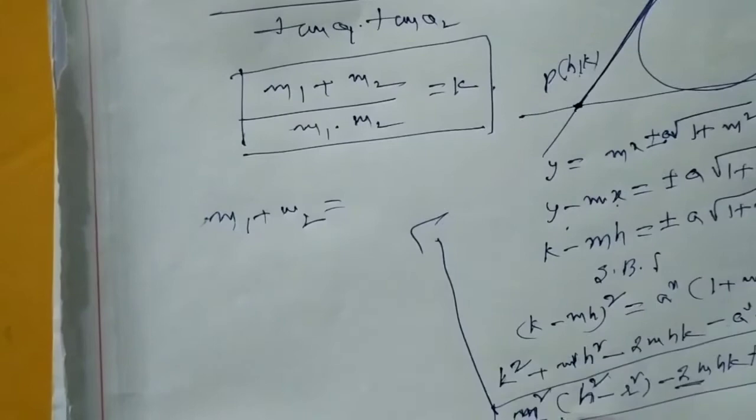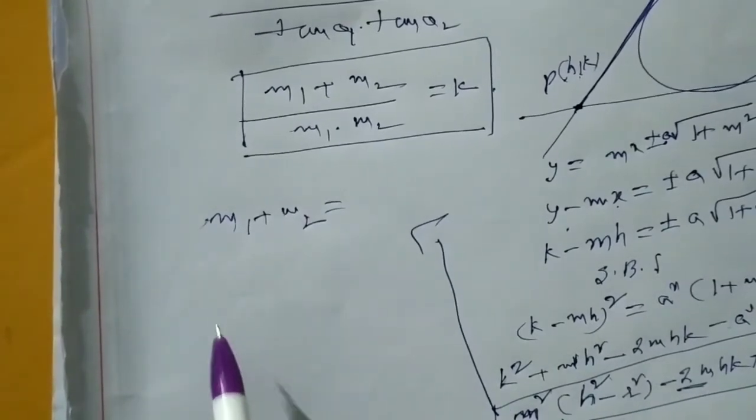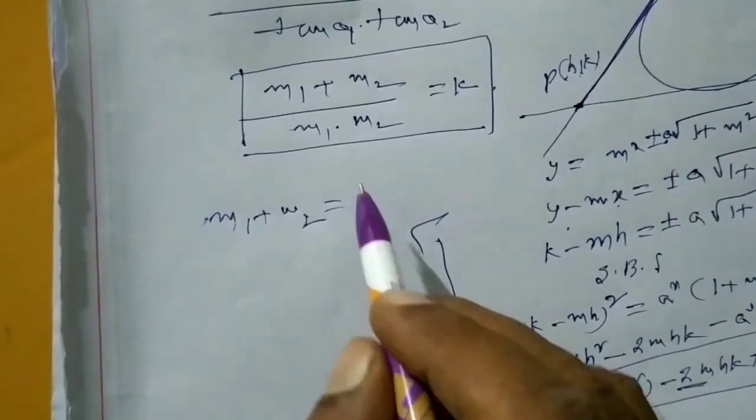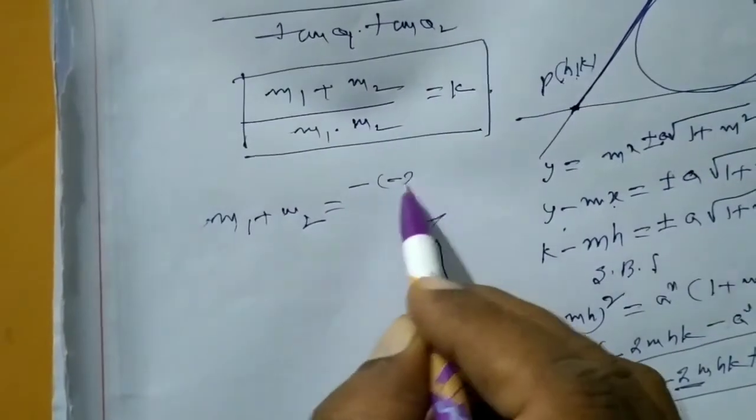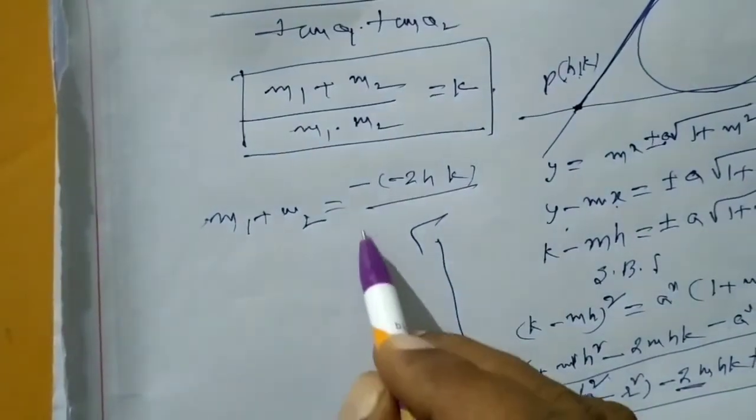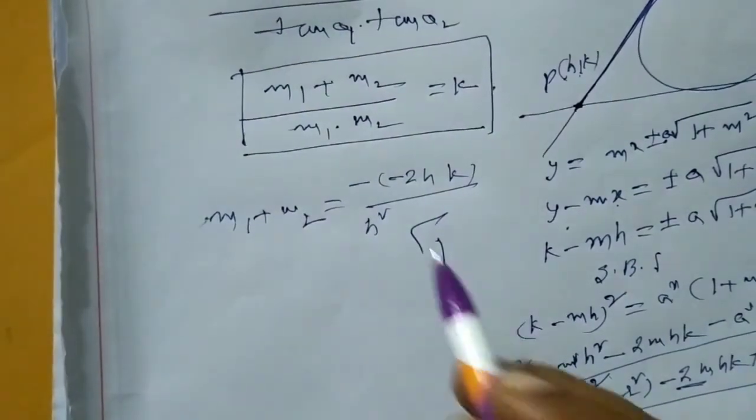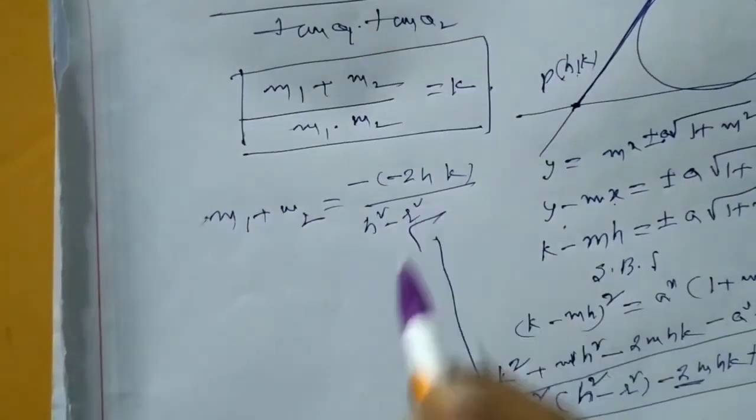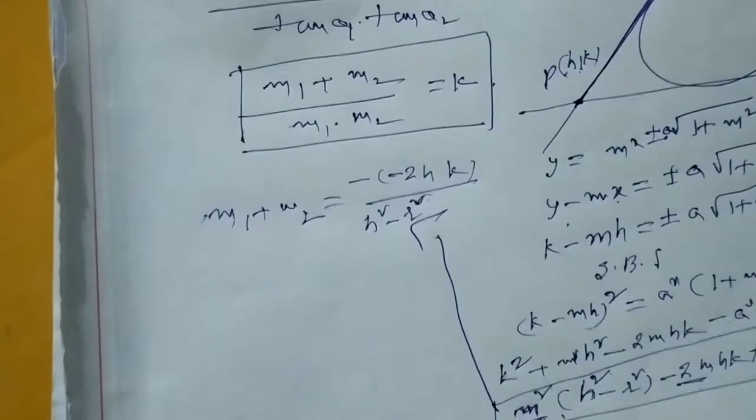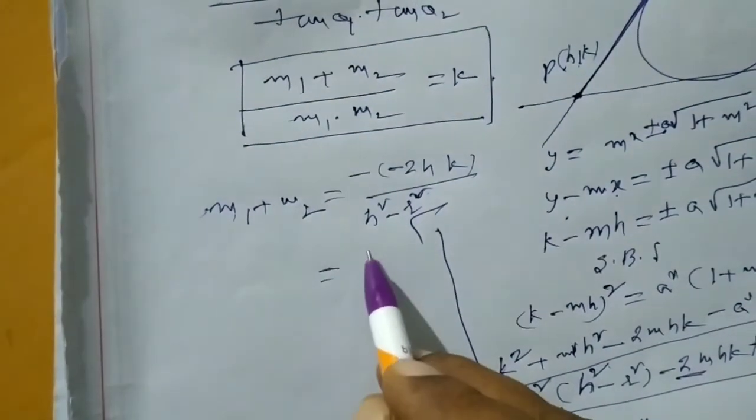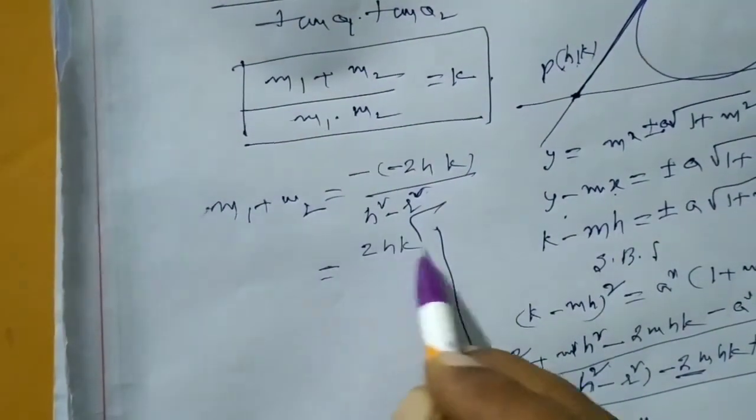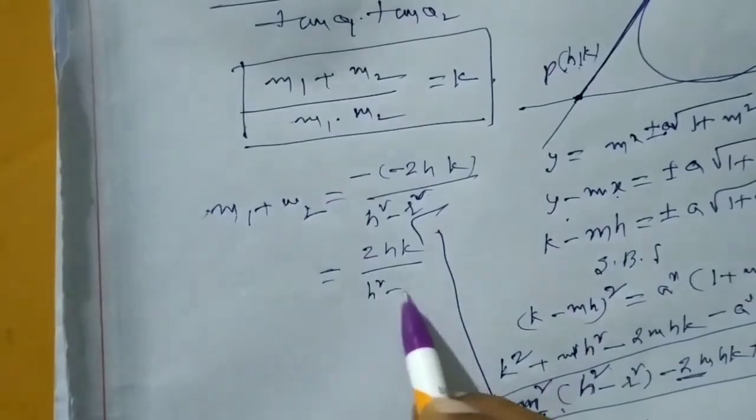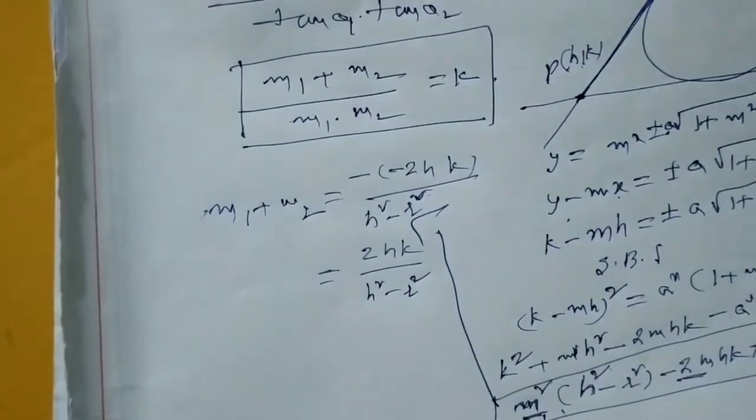Minus b means minus of minus 2hk, that is plus 2hk, and a means h square minus r square. This is the sum of the roots: 2hk by h square minus r square.